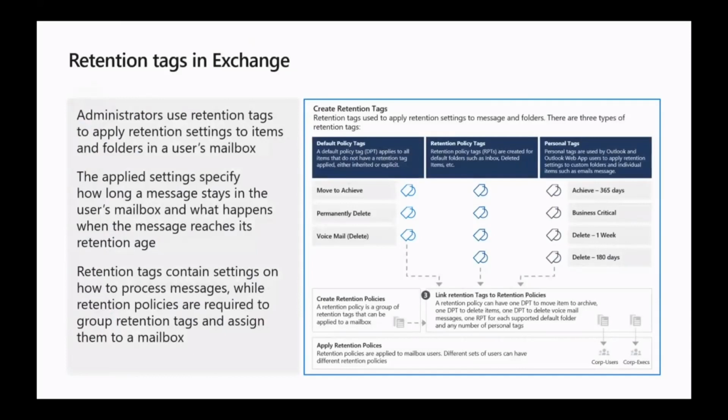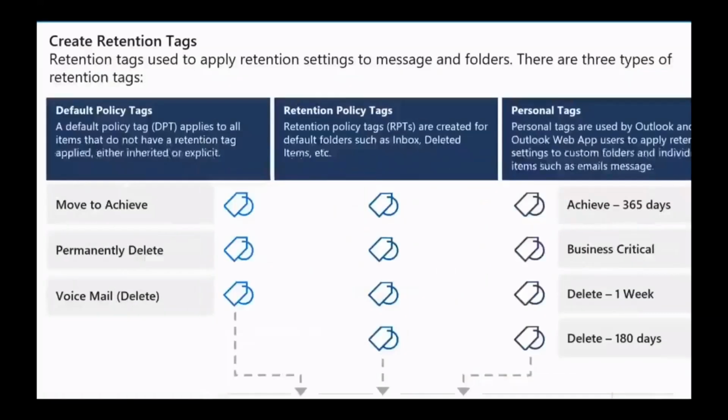Now, administrators will use retention tags to apply retention settings to items and folders in a given user's mailbox. The applied settings will specify how long a message stays in the user's mailbox and what happens when the message reaches its retention age, for example. Retention tags could also contain settings on how to process messages, while retention policies are required to group retention tags and assign them to a mailbox, in case, of course, that you want to do so. And you can use this image, this flowchart, as an example, okay?